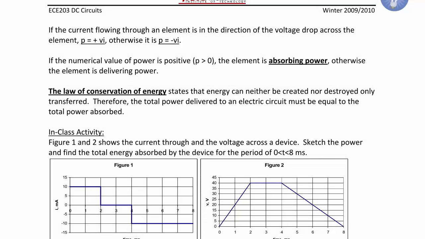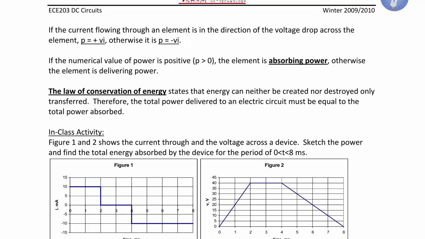If the current flowing through an element is in the direction of the voltage drop across the element, p is equal to positive v times i. Otherwise, p is equal to negative v times i. If the numerical value of power is positive, p is greater than 0, the element is absorbing power. Otherwise, the element is delivering power.